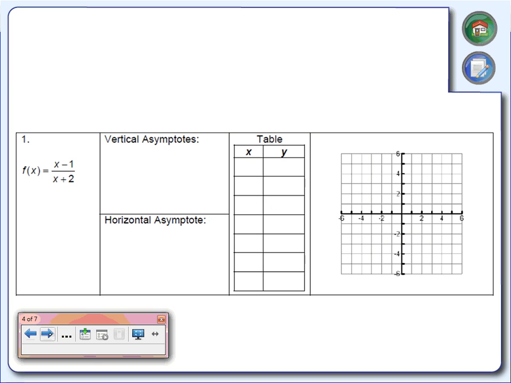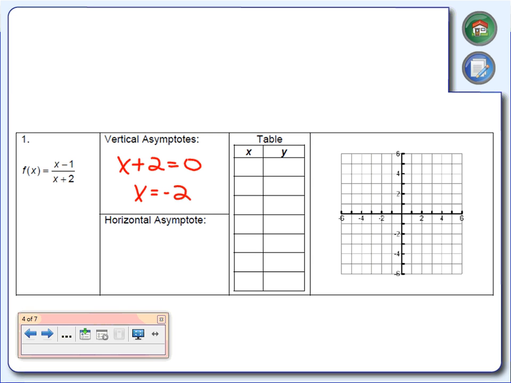All right, so let's try one. First one, x minus 1 over x plus 2. First, we're going to find the vertical asymptote. So we're going to take x plus 2, the denominator, set it equal to 0, and solve it. Well, that's pretty easy. Subtract 2, and we get -2. So x equals -2 is our vertical asymptote.